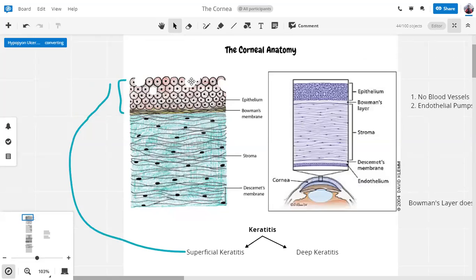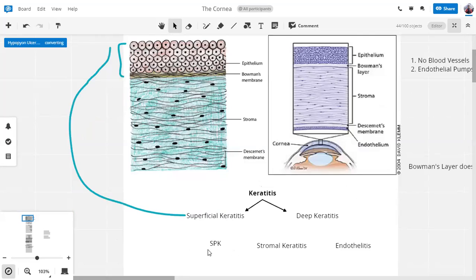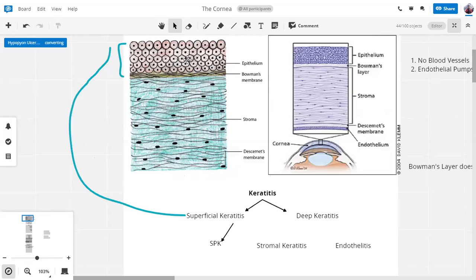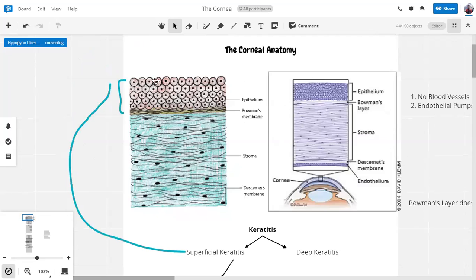It means that some parts of the superficial layer are involved. It's a superficial keratitis, meaning it only involves the epithelium and the Bowman's membrane, and it does not involve the whole epithelium. It only involves some parts or some patches or some typical points where it punctures the epithelium. It is also abbreviated as SPK or superficial punctate keratitis. यानी कि it's a keratitis involving only the superficial layers and only some parts of the epithelium. Here is superficial punctate keratitis.